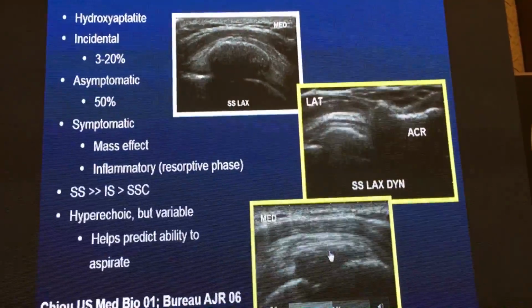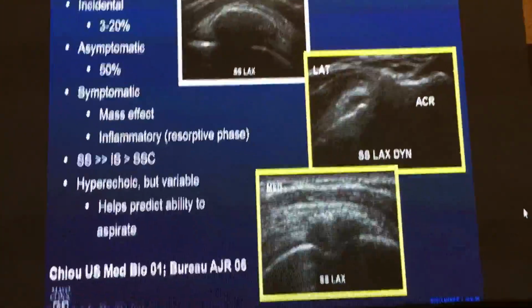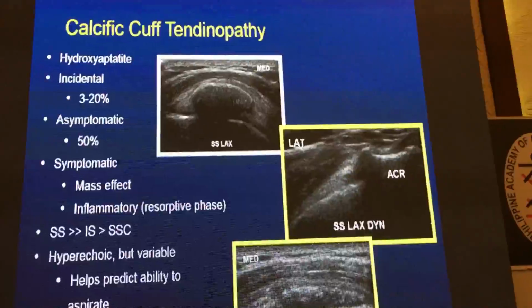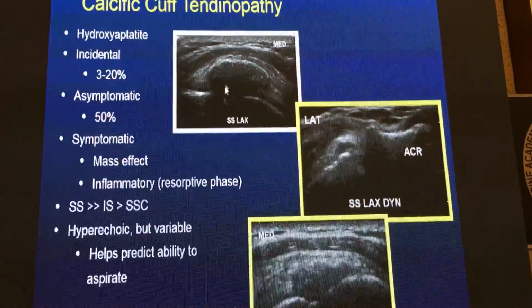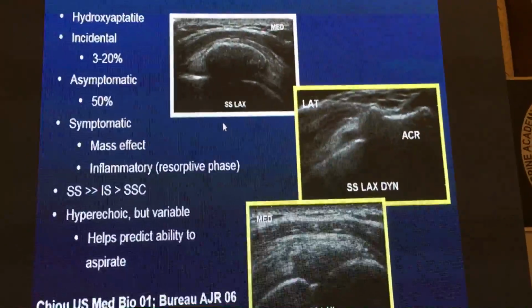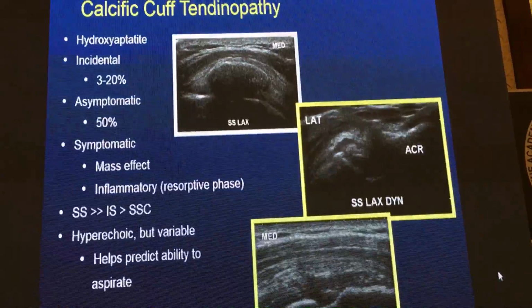This person was dying of pain because they had this inflammatory phase calcific tendinopathy. If it is more fluidy, you're typically going to be able to see through it, whereas if it's more like a rock, you're not going to be able to see it as well. And this is going to be much more amenable to a lavage and aspiration.